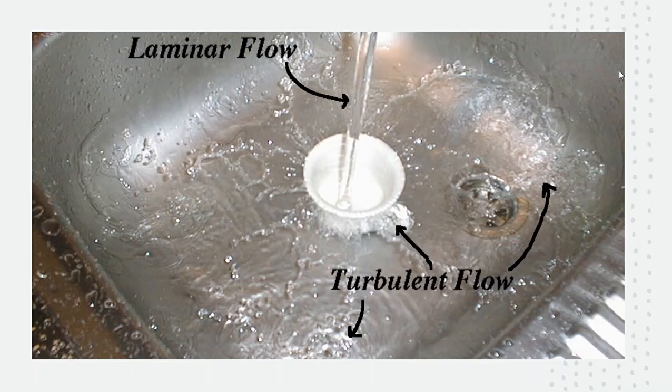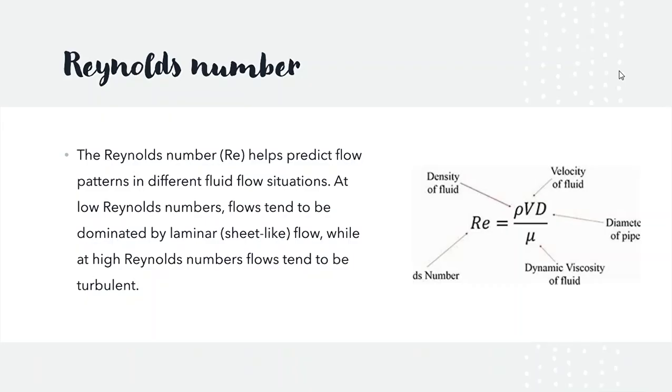So let us go through the applications of the laminar flow and the turbulent flow right now. Before going to that, the biggest thing we have to know is the Reynolds number, which is going to help us in predicting the flow patterns in different flow situations. At low Reynolds number, the flow tends to be dominated by laminar, while at high Reynolds number, the flow tends to be turbulent.